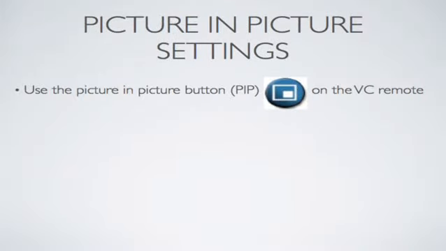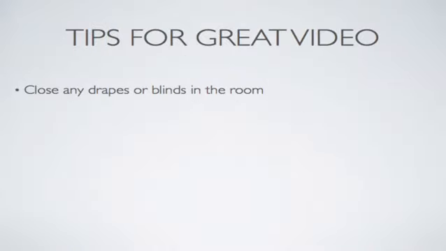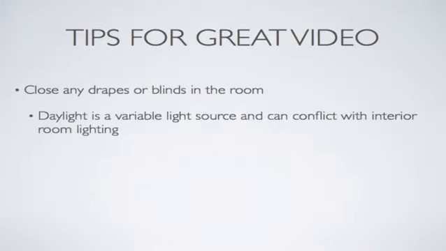Now, you also have settings for how the screens are displayed when video conferencing. Using the Picture-in-Picture button on the VC remote, you can cycle through the different settings. If there are windows in the room, close any drapes or blinds. Daylight is a variable light source and can conflict with the interior room lighting.